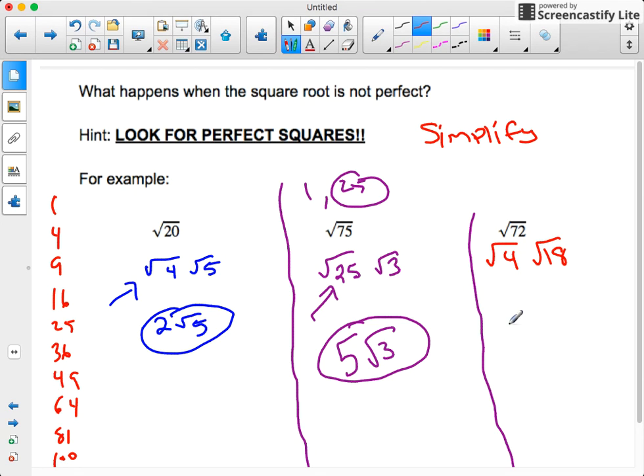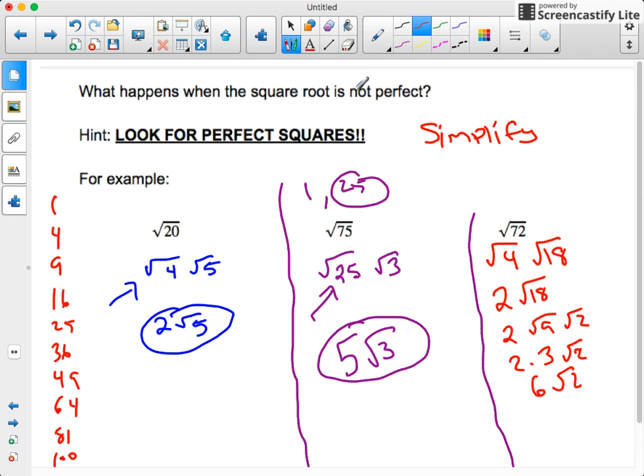The square root of 4 is 2, but I can go further with that 18. It's not fully simplified. So I didn't pick the best numbers at the beginning, and I'll show you all the way through. Root 18 is root 9 and root 2, and we all should know the square root of 9 is 3. So what I have is 2 from the 4, 3 from the square root of 9, and this root 2. 2 times 3 is 6 root 2.